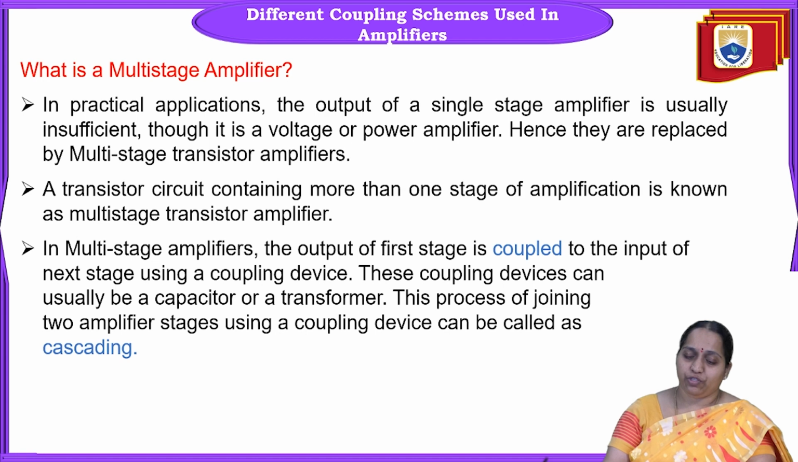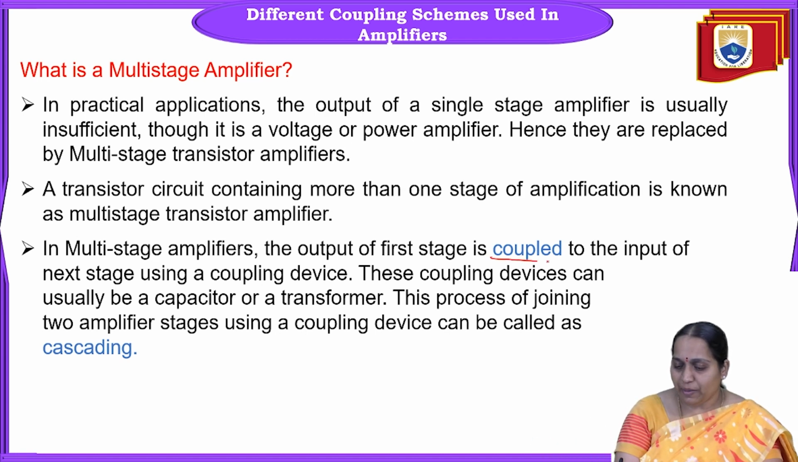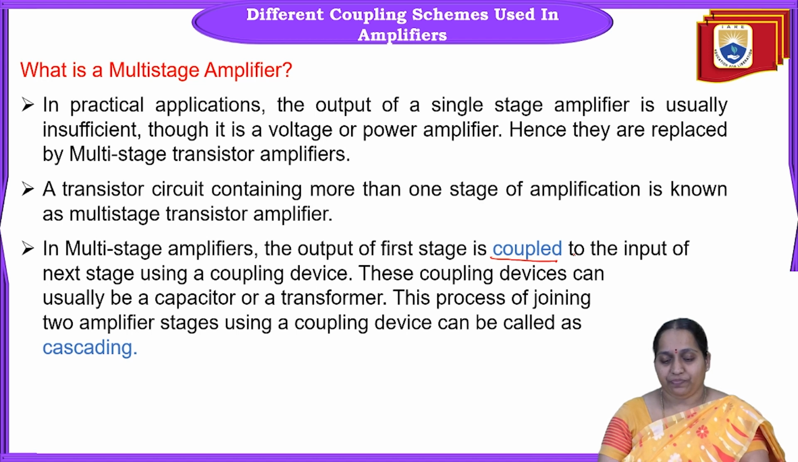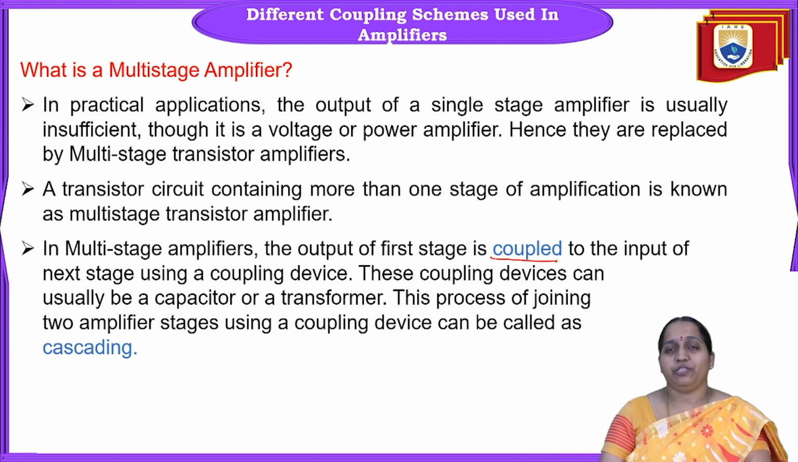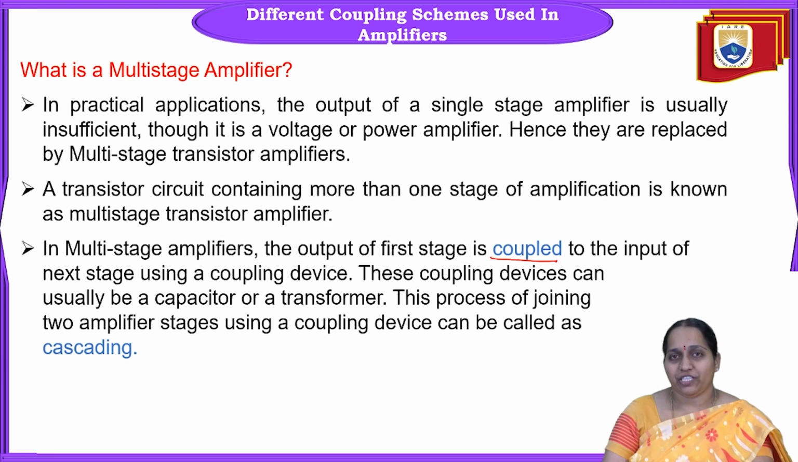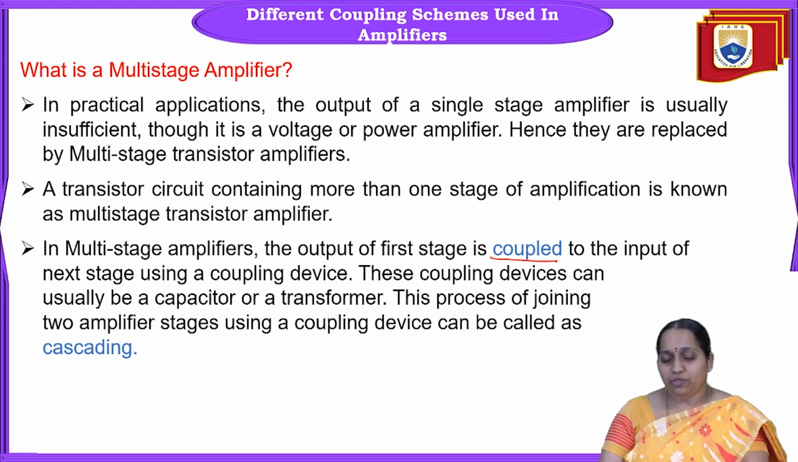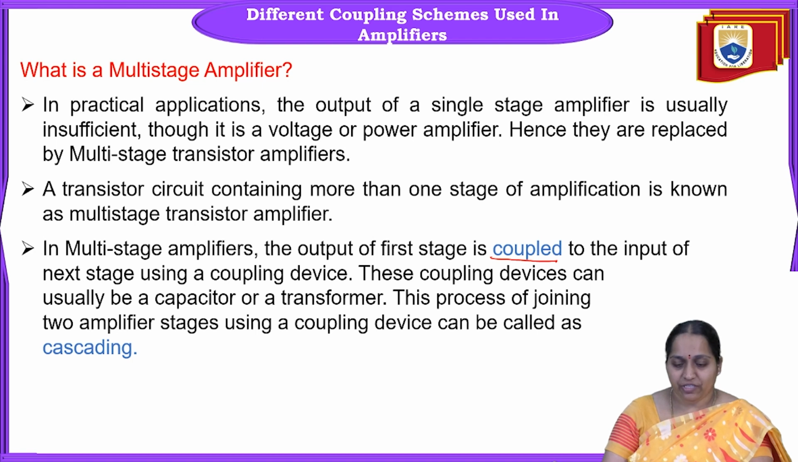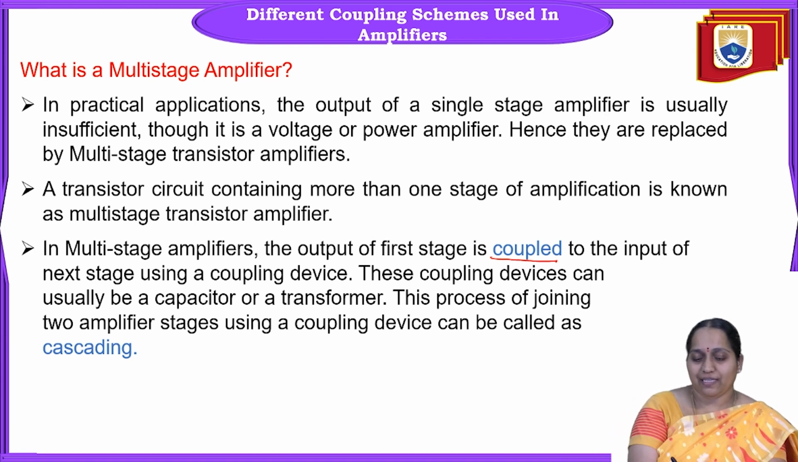So, in multi-stage amplifiers, what is usually done is the output of the first stage is coupled to the input of the next stage, okay, using a coupling device. By means of a coupling device, the output of the first stage is coupled to the input of the second stage. And similarly, the output of the second stage is coupled to the input of the third stage. Like this, the coupling from the output of one stage to the input of the next stage will continue. So, these coupling devices are, by means of a capacitor or a transformer. So, this process of joining two amplifier stages using a coupling device is called cascading.